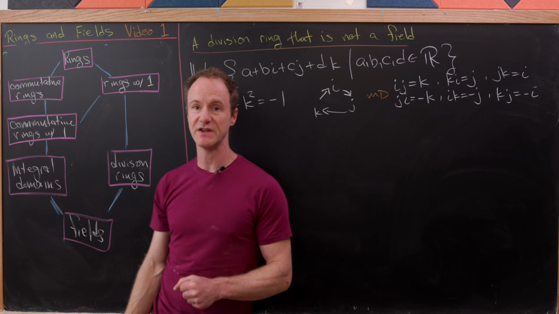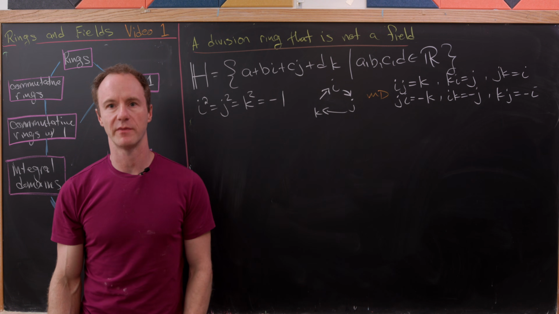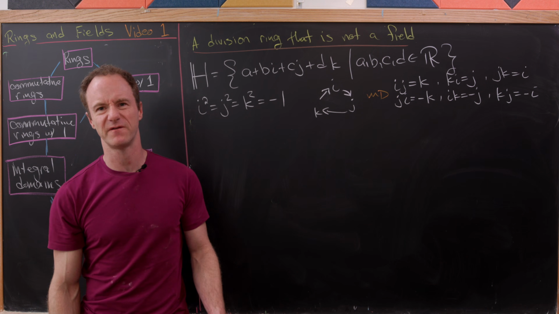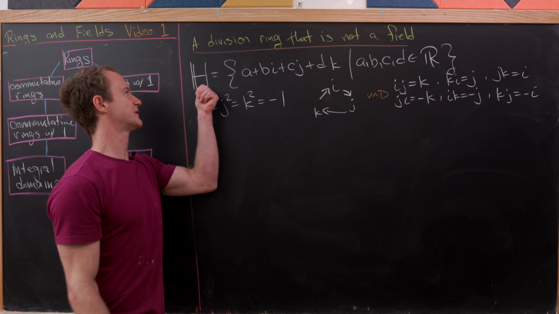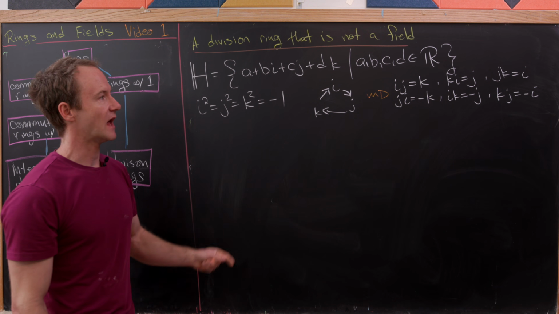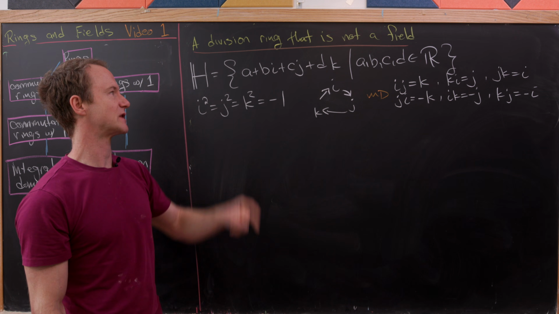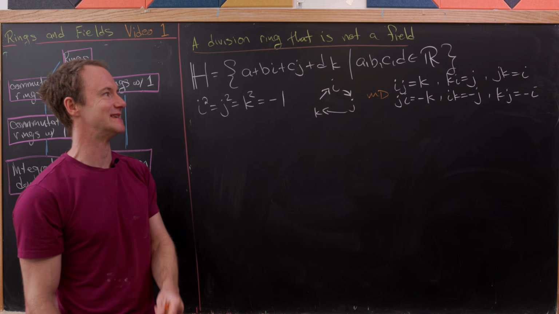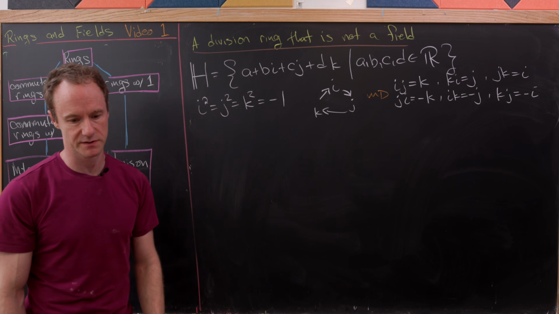So we want a division ring that is not a field. That means every non-zero element has to be a unit. Here we're going to look at a famous example called the quaternions. The notation for that is this H. They're named after Hamilton, and they are all linear combinations of the following objects. We have a plus bi plus cj plus dk, where a, b, c, and d are real numbers.